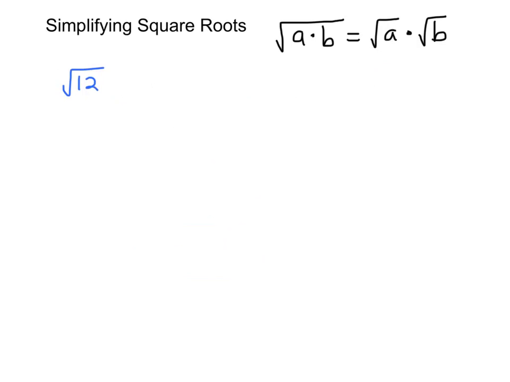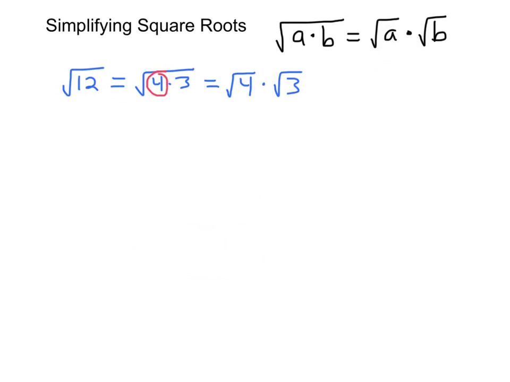But in this case, 4 does divide into 12 evenly. So let's break up 12 into 4 times 3. Where 4, I'm going to circle that, is the perfect square because it's 2 times 2. And then once we do that, we can use this property that I just wrote down to break this up into the square root of 4 times the square root of 3.